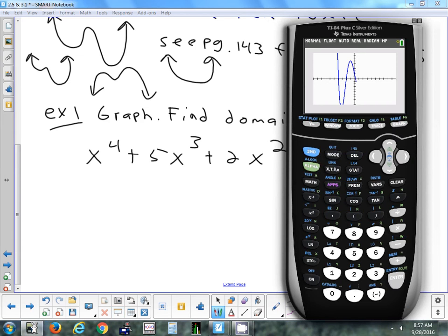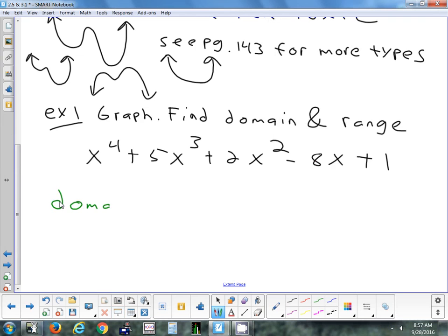All right, so I'm looking for domain and range. The first question shouldn't require too much thought. What's the domain? All real numbers. You can raise anything you want to the 4th power, anything you want to the 3rd power, and multiply it by 5. You're never dividing by 0. You're never taking a square root. So domain, all reals.